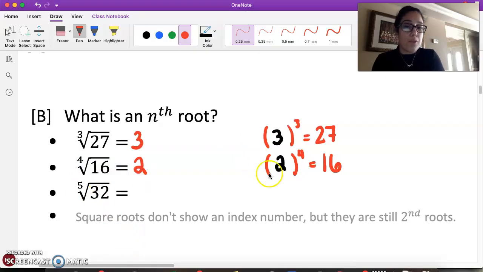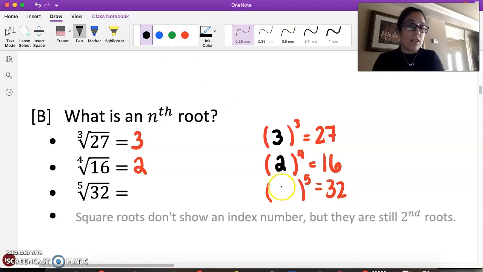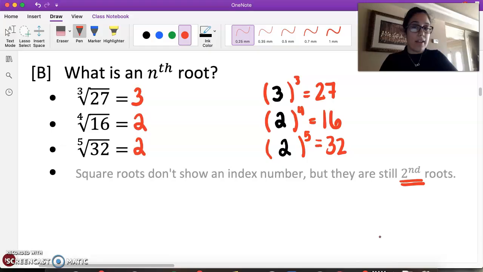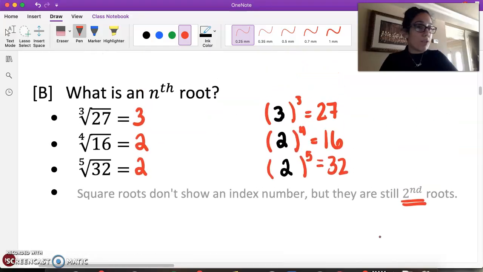The fifth root of 32. What to the fifth power equals 32? The answer is, again, 2. So we would get 2. Square roots don't show an index number, but they are still second roots. That we said before. It's implied. So that's pretty basic stuff.